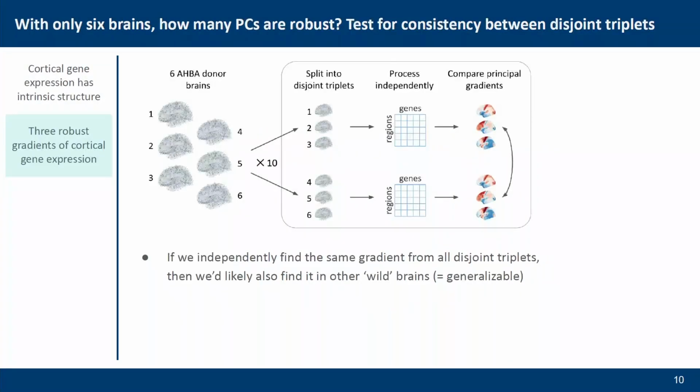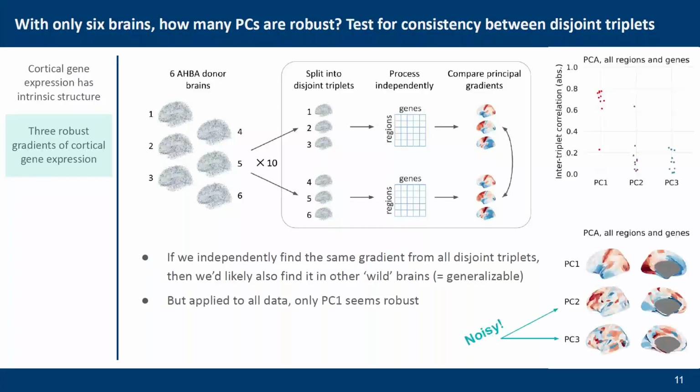We split the 6 brains into triplets, process them completely independently, and see if we can find the same gradients from these different independent data sets of 3 brains that have no brains in common. And if we consistently are finding the same gradients when we do that between every way of splitting the brains into disjoint triplets, it suggests that if I were to take 3 of your brains and measure the gene expression non-invasively, then we would also get the same result. In other words, that it's generalizable.